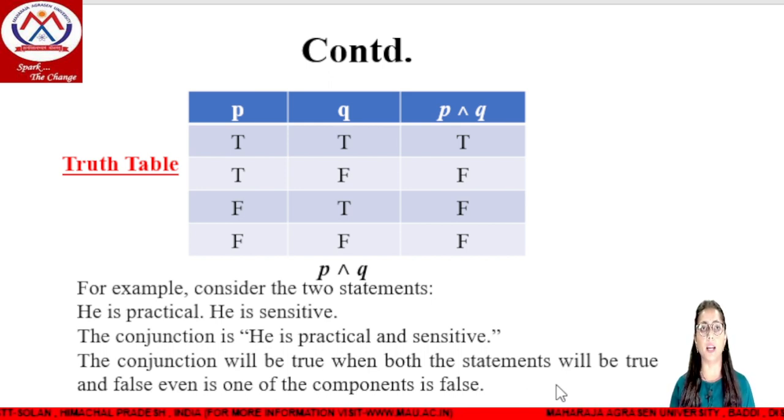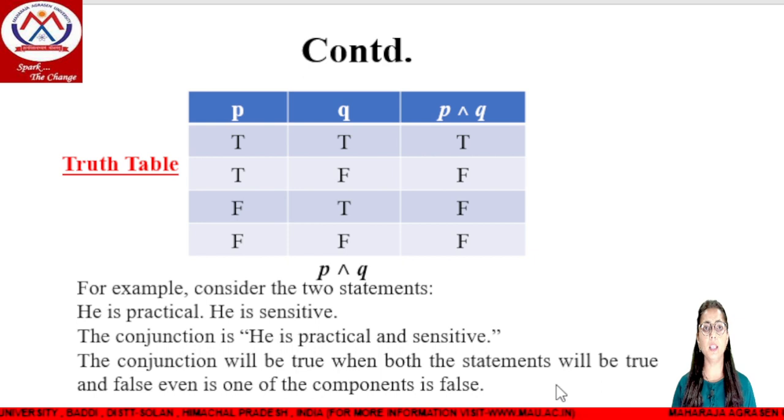In row number 1, when the statement P is true and Q is true, then its conjunction is also true. In row number 2, when the statement P is true and Q is false, then its conjunction is false. Then if the statement P is false and Q is true, then its conjunction is false. Then in row number 4, if both the statements are false, then its conjunction will be false. So this is the truth table for the conjunction.